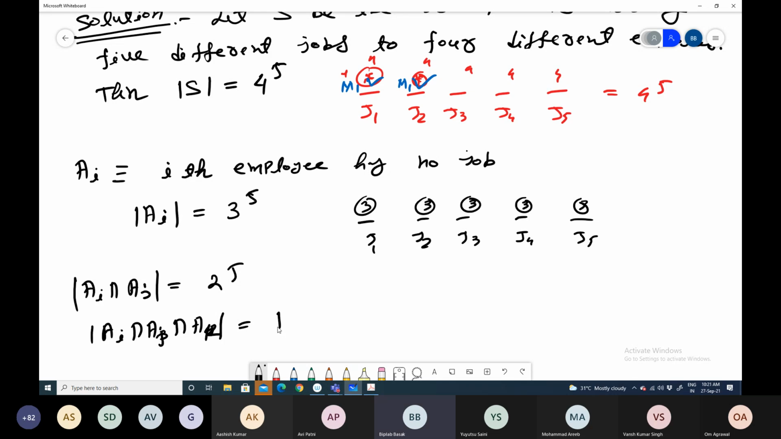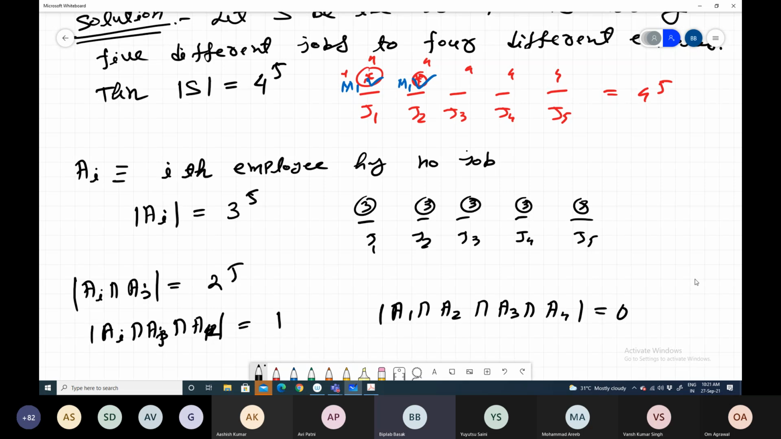Right? Because all the 5 jobs will be given to only one, the remaining one. So that is 1. And that is not possible. So A1, A2, A3, A4, that is not possible. So this is 0.